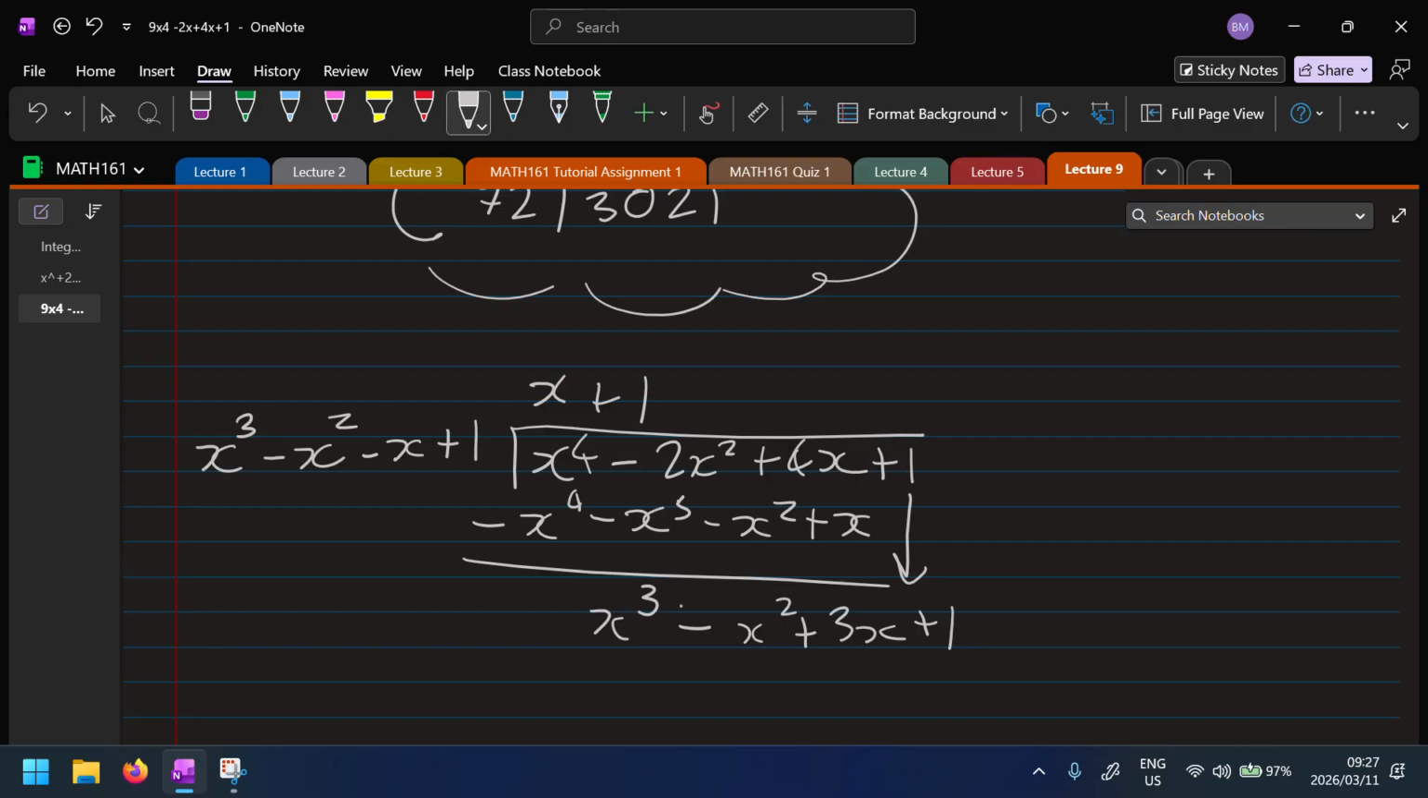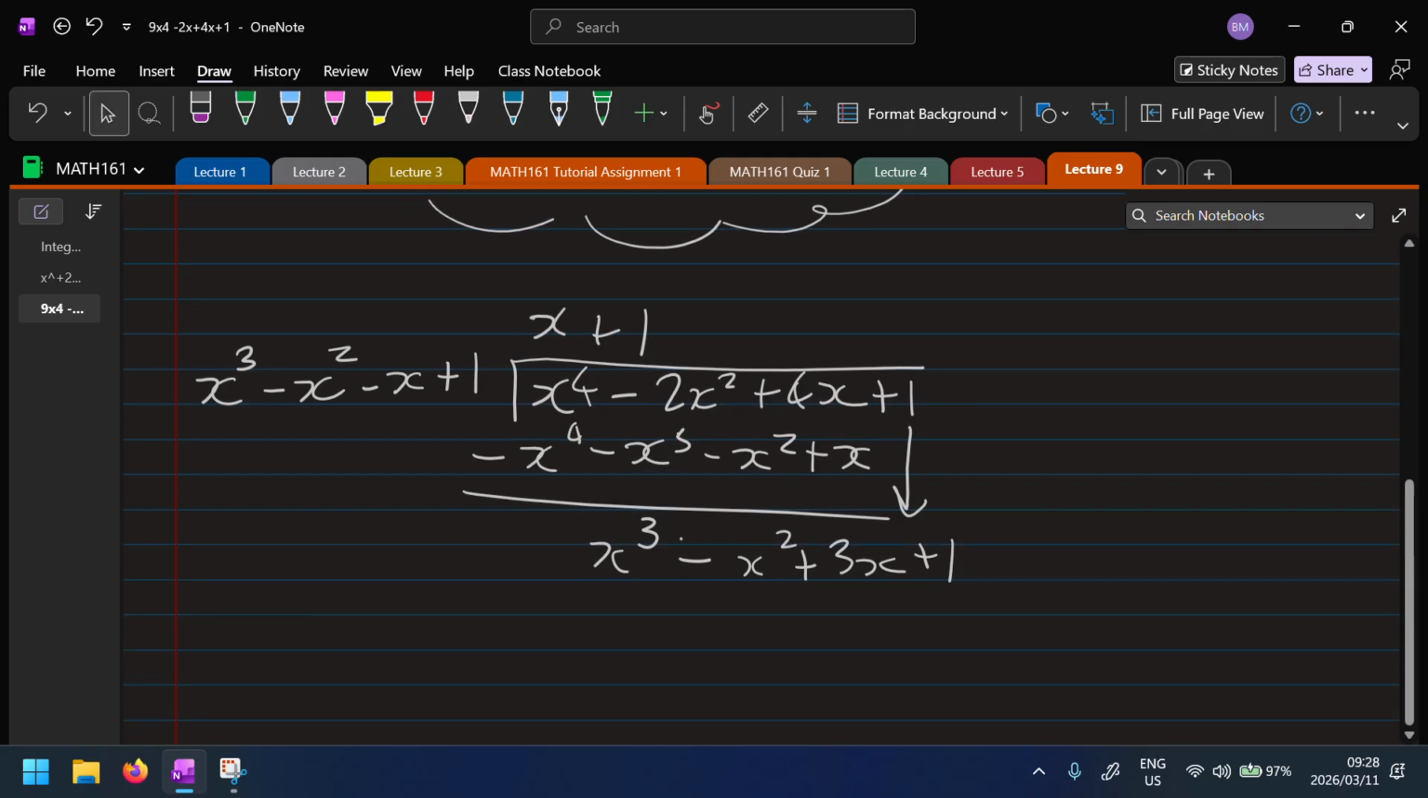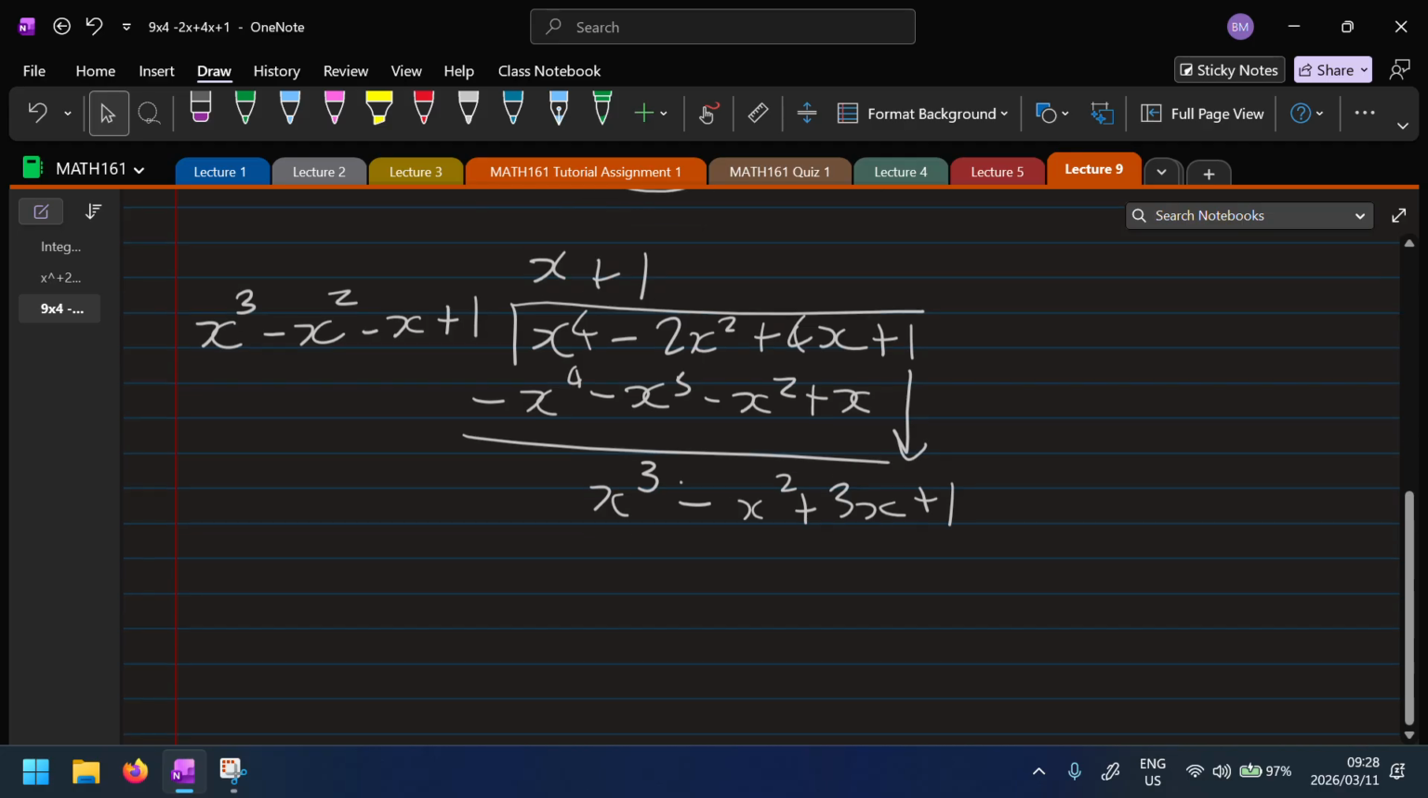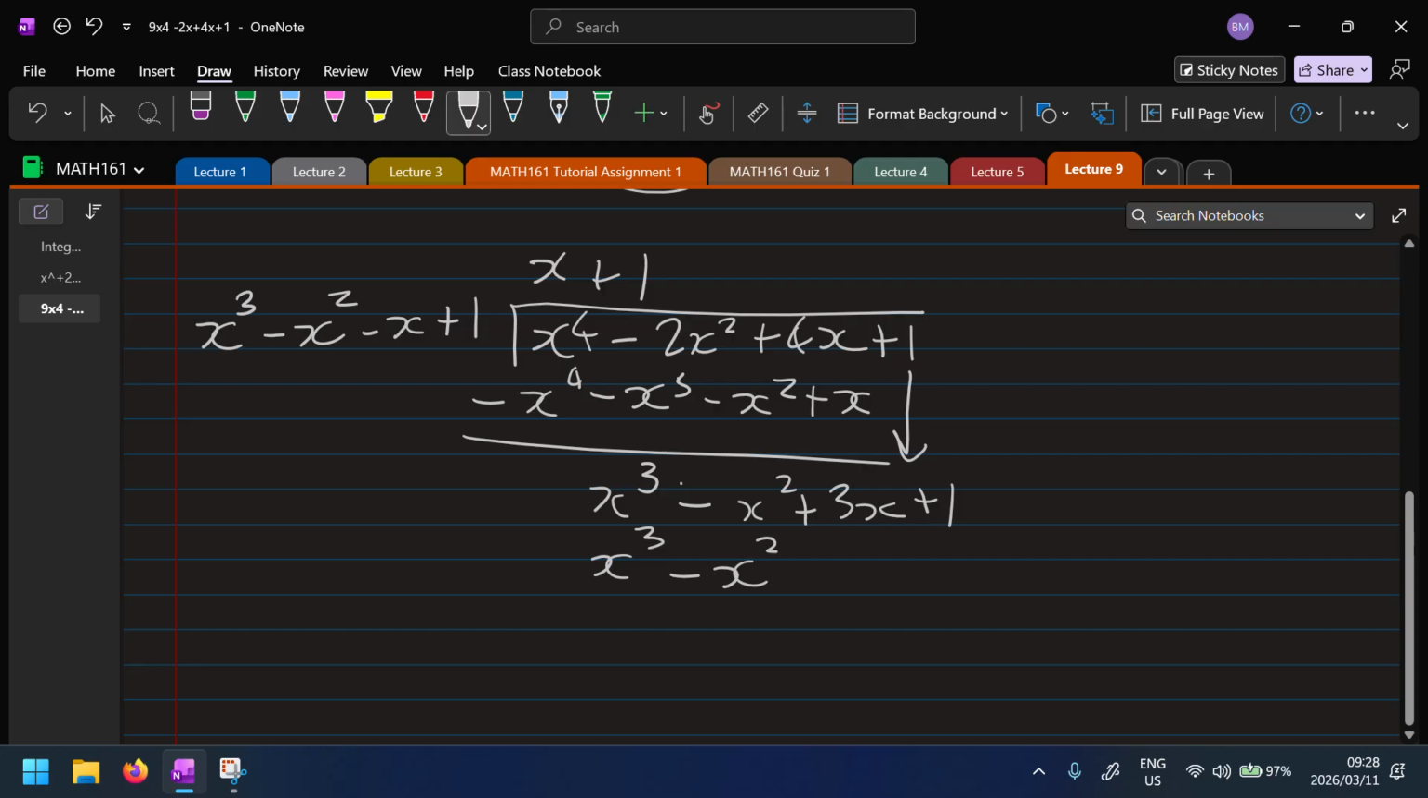Which one? 4x minus x 3. Yeah, right there. So we get the 1, and then 1 times that, we put it down in the bottom. Okay. Then we do the subtraction.